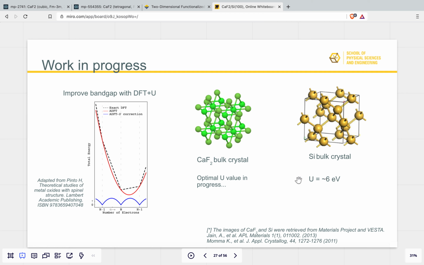The final step is going to be to publish a paper containing our theoretical study, which includes our improved results versus previously reported data.